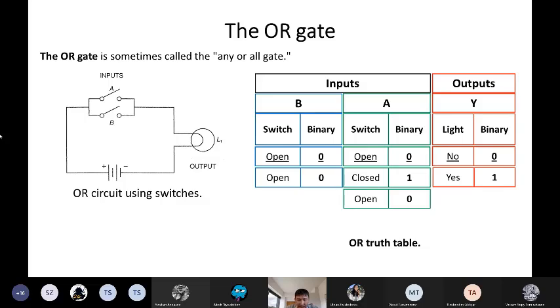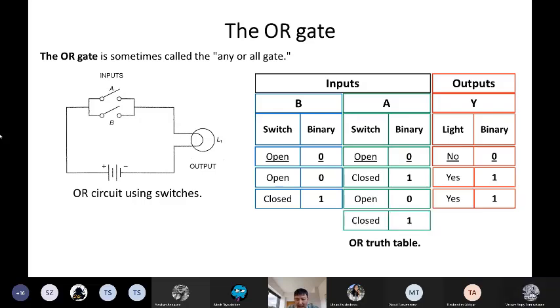Third possibility, when A is open and B is closed, of course it's similar to the previous one, it will light. And the last one, when both are closed, you can see that it will light. So actually here we have a unique output 0 only when both of the switches are open.